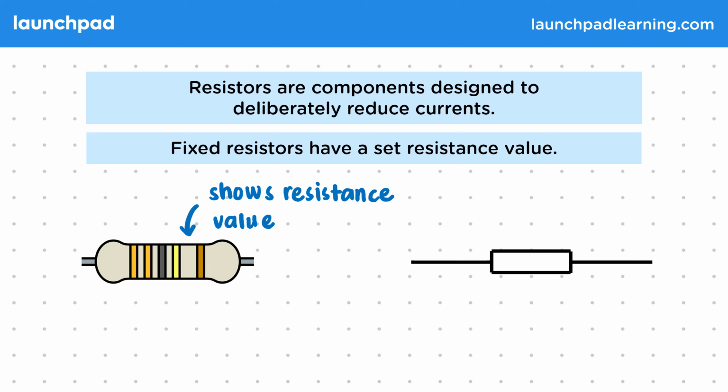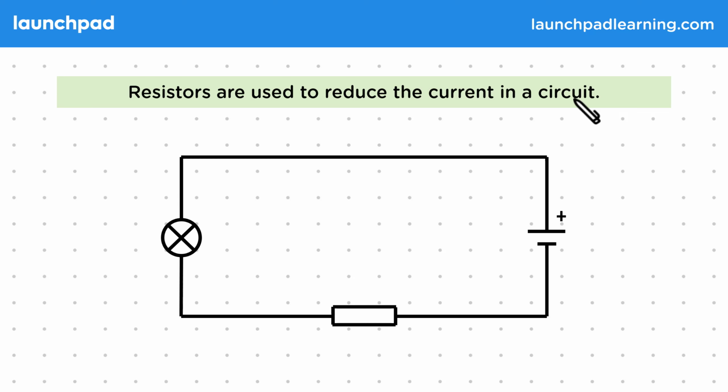But what are resistors actually used for? Well, resistors are used to reduce the current in a circuit. Let's consider this circuit to power a lamp and a cell. If we had just these two components, there would be very little resistance in the circuit, and so we'd have a very high current in the lamp. This would be dangerous, as this can cause the lamp to overheat or break.